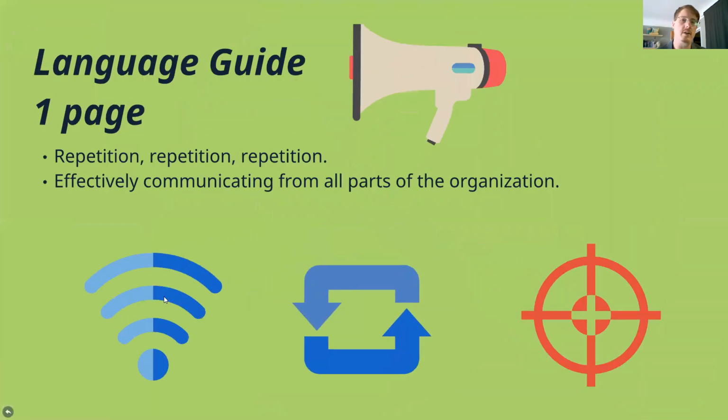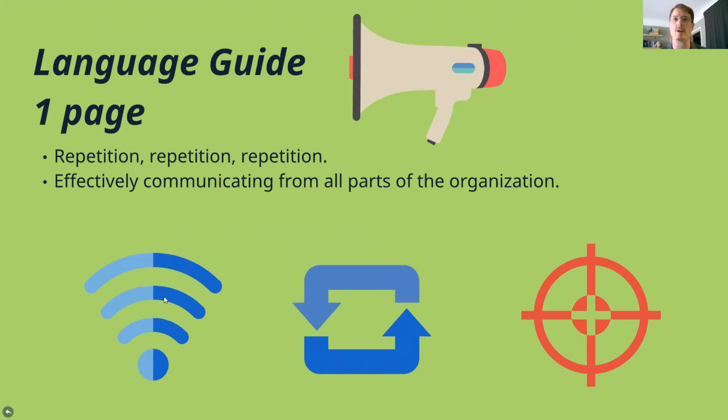The first section of your development plan will be the language guide. That's an introduction to your organization. A language guide is about repetition, repetition, repetition. You want everybody in the organization speaking the same language about that organization, so that if a potential donor speaks to 4 different people from that organization, they all say basically the same thing using the same words.